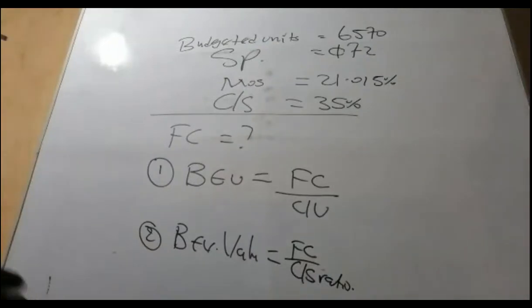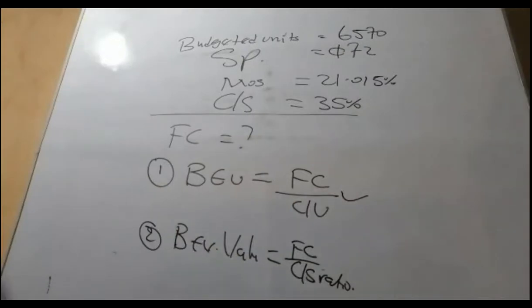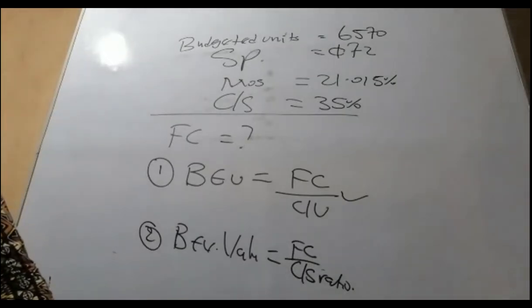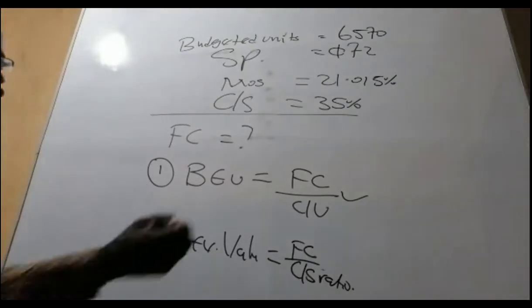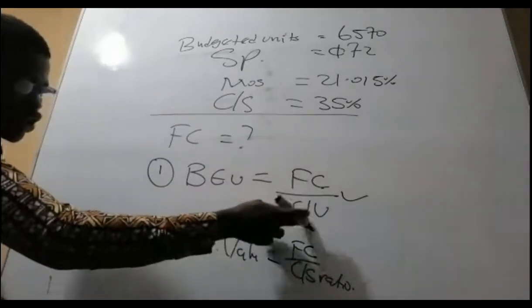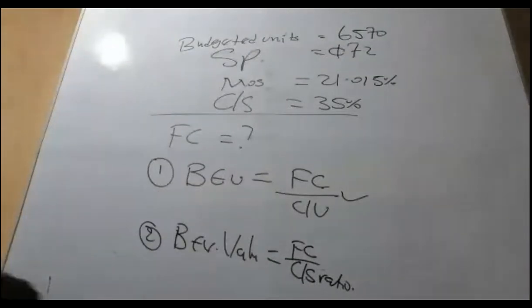Now, any of these, so I'll start with this one first. I come and pick this one, the answer will still be the same. Good. Now, okay, I'll try the first one. We have to make fixed cost the subject, right? To make fixed cost the subject, that would be contribution per unit times what? Break even, then we are done.